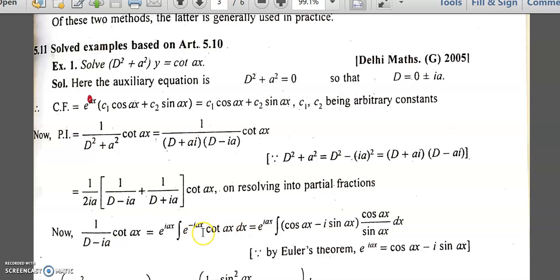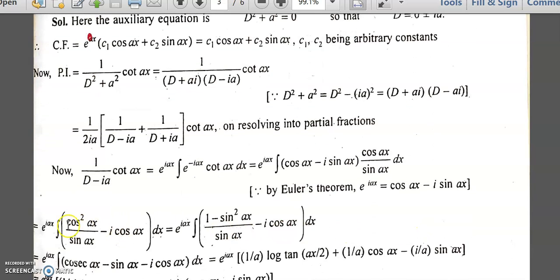Now e to the power minus ix means cos x minus i sin x, right? This is called de Moivre's theorem or Euler's theorem. e to the power ix is cos x plus i sin x. So e to the power minus iax means cos ax minus i sin ax, right? And cot ax means cos ax by sin ax, operating over dx.